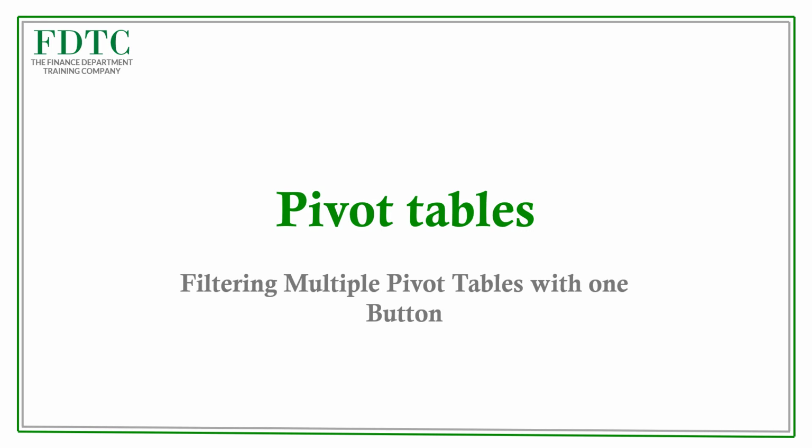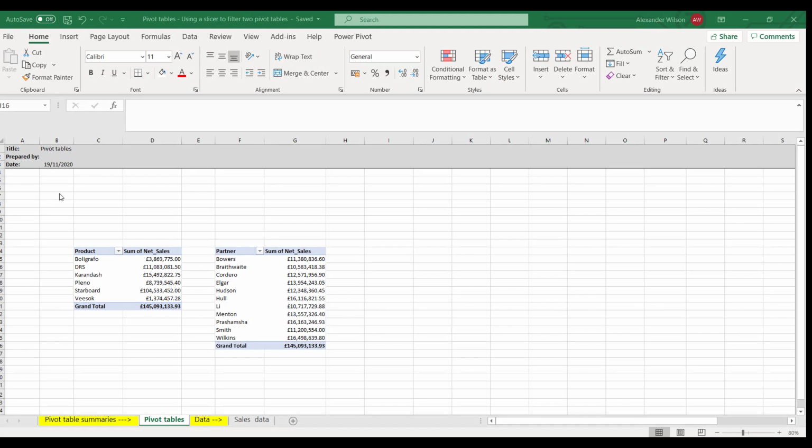Hi there. In this video we're going to have a look at how to filter two pivot tables but just using one button. So let's have a look. Okay, here are our two pivot tables and we can see that they're aggregating the sum of net sales from our connected data set, and in one pivot table it's being aggregated by product and in the other pivot table by partner. Let's just have a quick look at the data set.